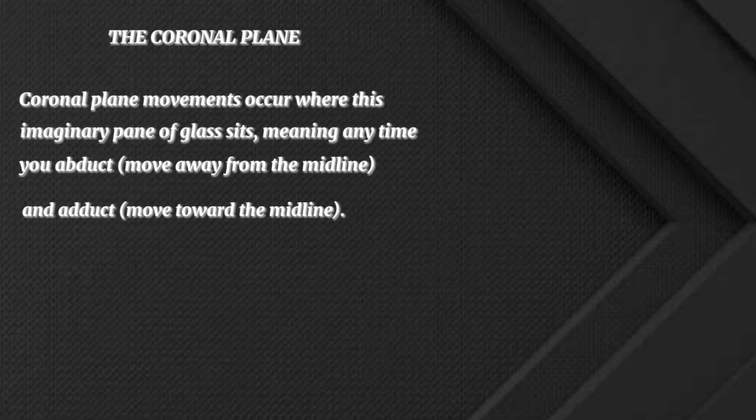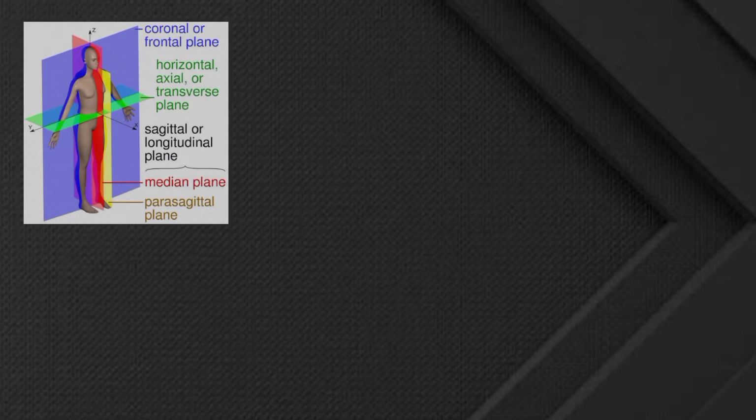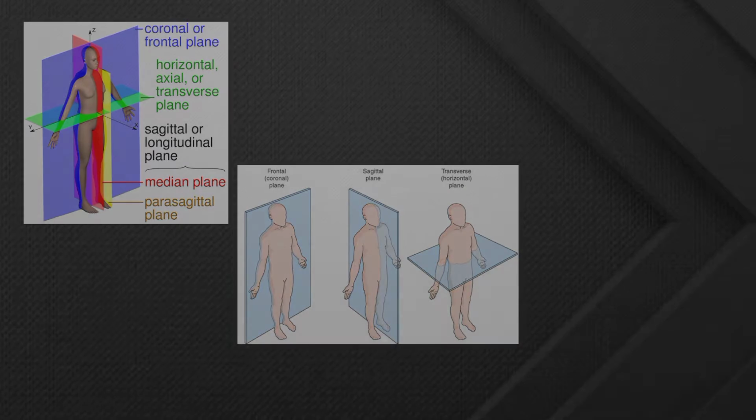The coronal plane of movement. Coronal plane movements occur where this imaginary pane of glass sits, meaning anytime you abduct, or move away from the midline, and adduct, move toward the midline.